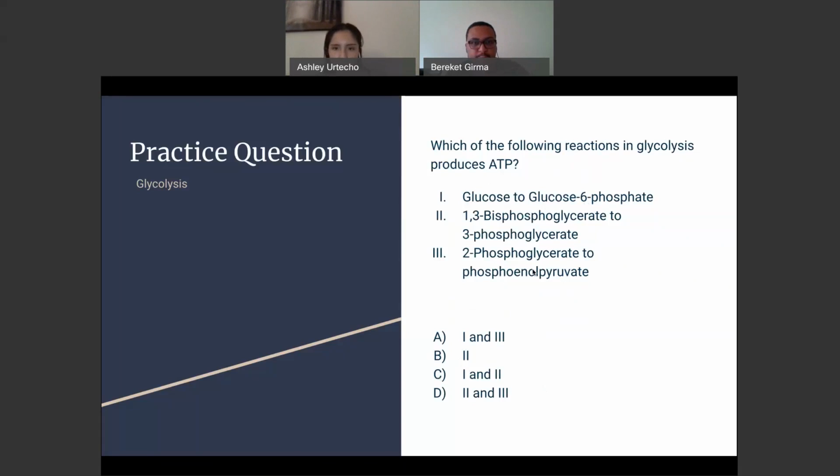2-phosphoglycerate to phosphoenolpyruvate. Like I said before, enol here is giving you a hint that there's a carbon-carbon double bond. And the enzyme that makes this double bond is enolase. And like I said before, enolase has nothing to do with phosphate or NADH. It's just creating that double bond. Since it has nothing to do with producing ATP, we can eliminate that, and B is our answer.